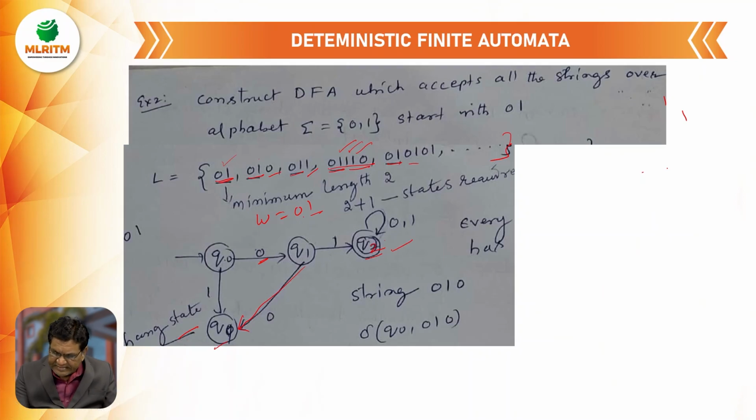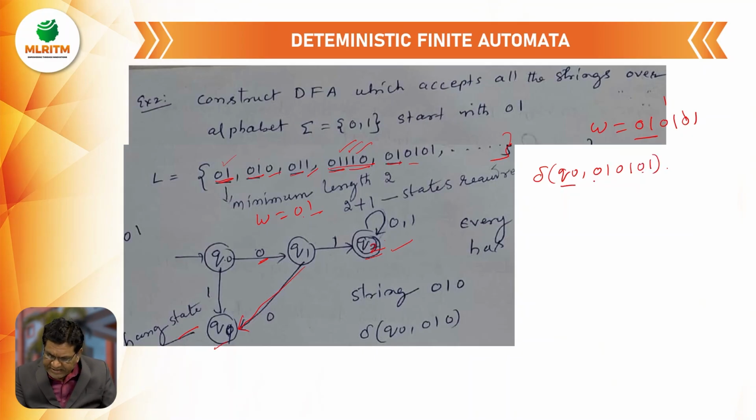I want to take the string 0, 1, 0, 1, 0, 1, because every string must start with 0, 1. Now, when we reach the final state, the string should be accepted by the finite automata. If it does not reach the final state, the string is rejected by the finite automata. Remember this point. Now, delta. What is the initial state? Q naught.